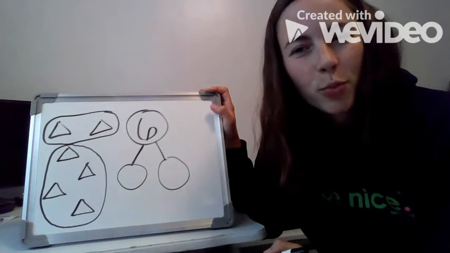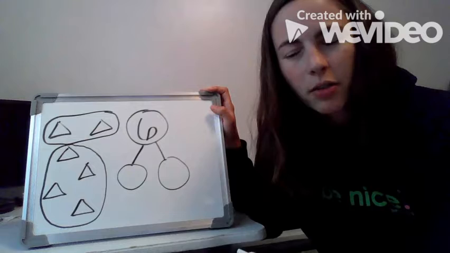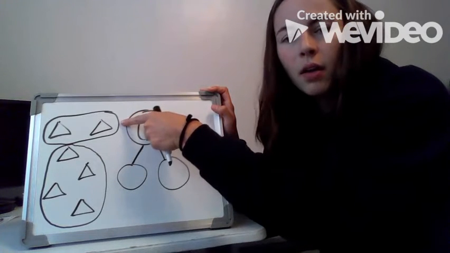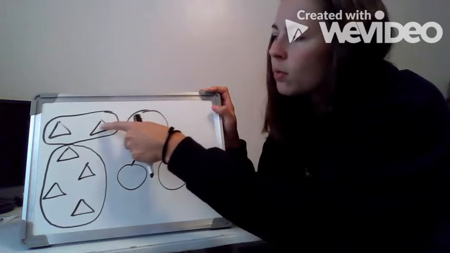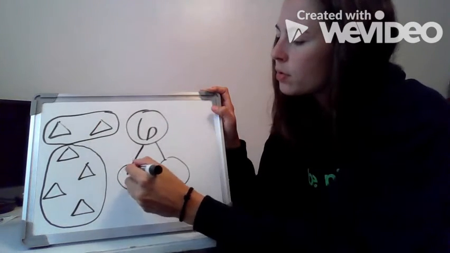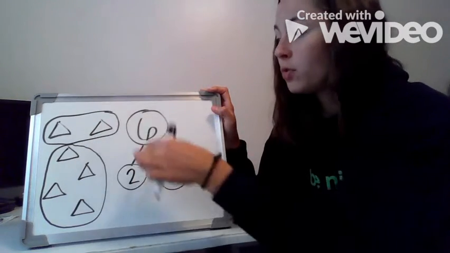I just circled 2 parts. What parts did I circle? First I circled this part. What part would we call that? How many triangles are in this part? 1, 2. So we found 2 in 6.